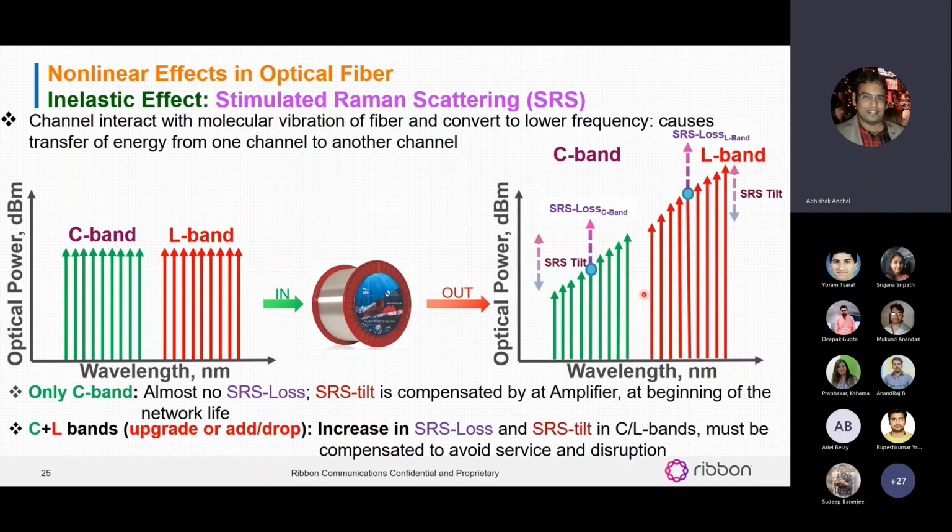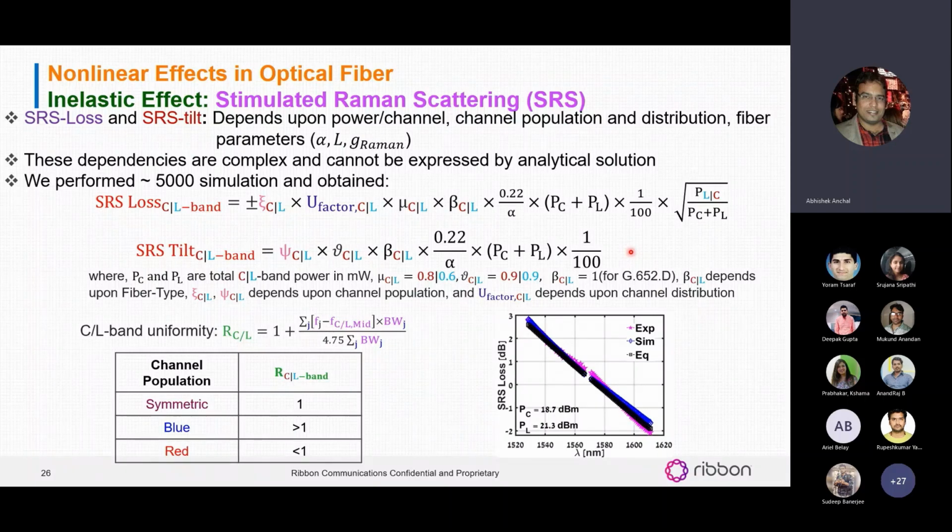But what happens when there is an L band? When we add L band, this tilt, as you can see, increases in C band and is also present in L band. So we must compensate the tilt when L band channels are added. Other than that, if you have certain add and drop in L band, or you are upgrading from C to L band, this SRS loss and SRS tilt will change, and we need to compensate for it. It also depends upon where the channel lies, what the channel power is, and so on. So any add and drop is going to change the tilt, and the amplifier needs to know how much to compensate. So this we did with our C plus L band system.